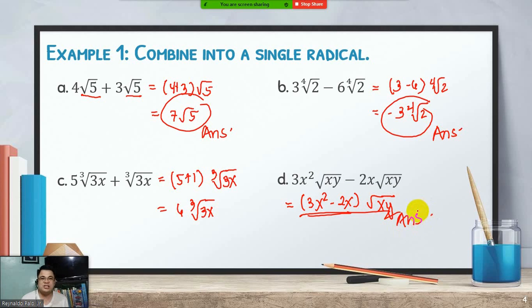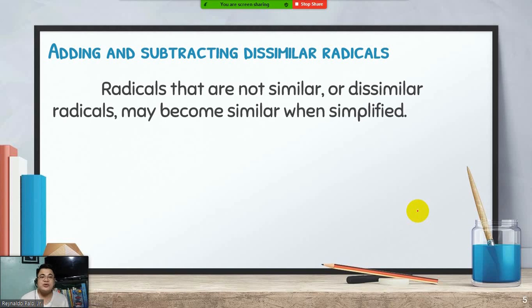Same thing with the coefficients. If the coefficients are not similar, of course, you cannot add or subtract them. That's how you're going to add and subtract similar radicals. Now let's proceed to this one. Adding and subtracting dissimilar radicals.